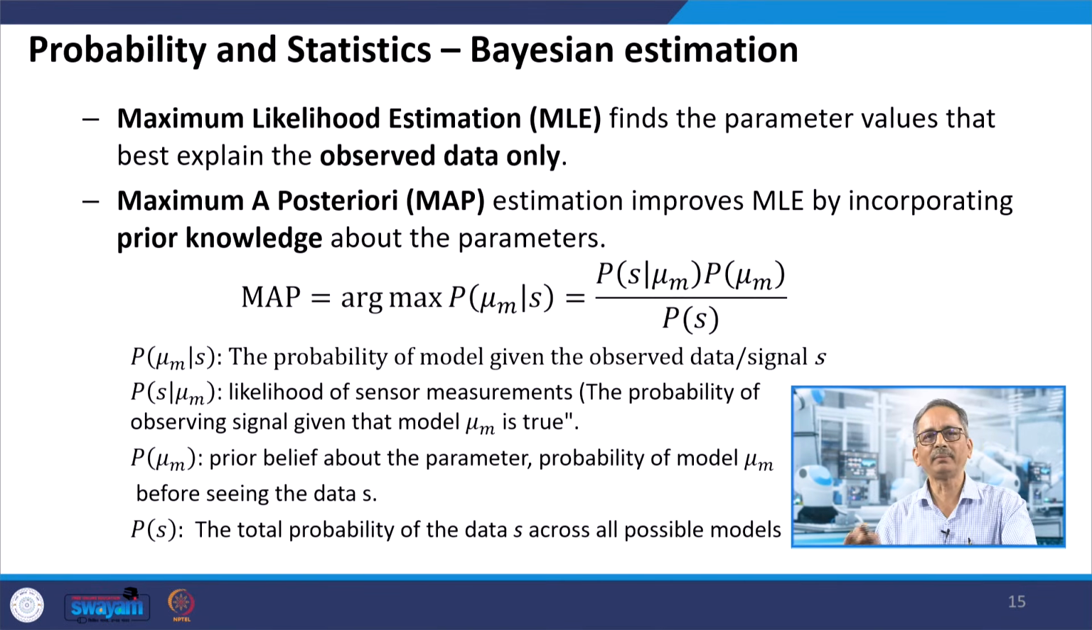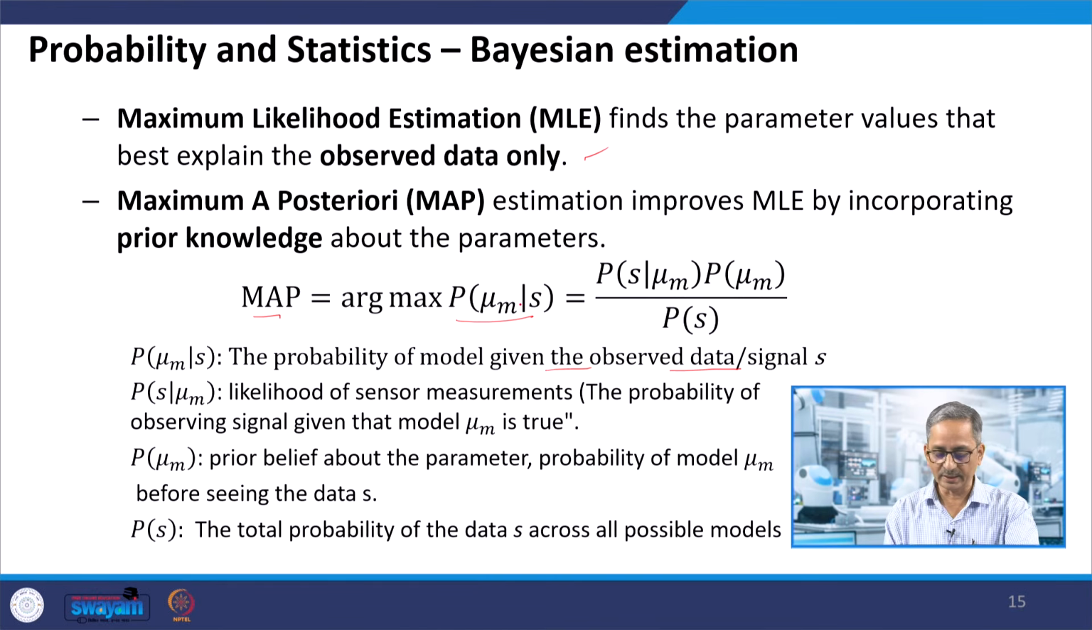Then the maximum likelihood estimation finds the parameter values that best explain the observed data only, and maximum a posteriori estimation improves this by incorporating prior knowledge about the parameters. So, this MAP can be given by the argmax of this probability, where P(mu_m | s) is the probability of the model given the observed data or signal s.